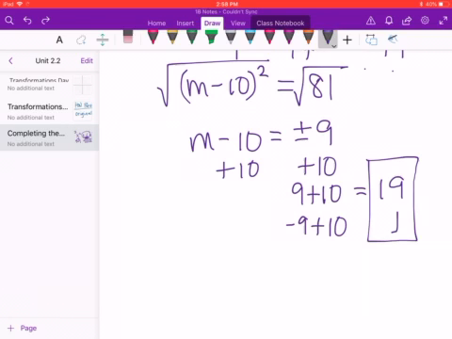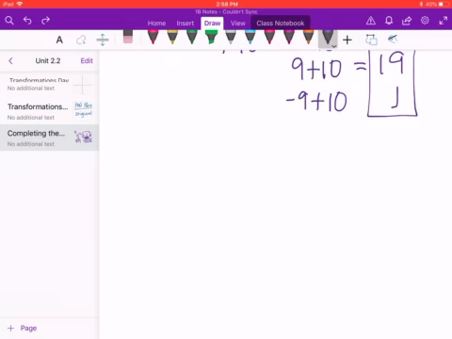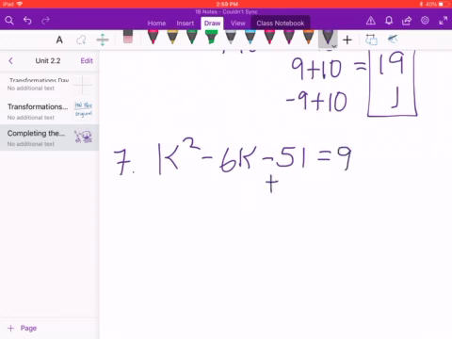This type of solving allows us to solve problems that aren't perfect as well. So for example, let's take a look at number 7, which was the first one of these complete the square to solves on your worksheet. K squared minus 6k minus 51 equals 9. And actually, I'm just going to try to simplify things by adding 51 right now to this side, which makes 60. So now I've got k squared minus 6k.